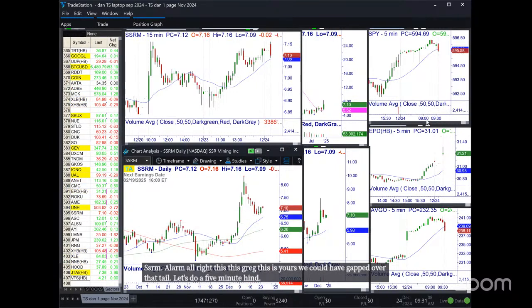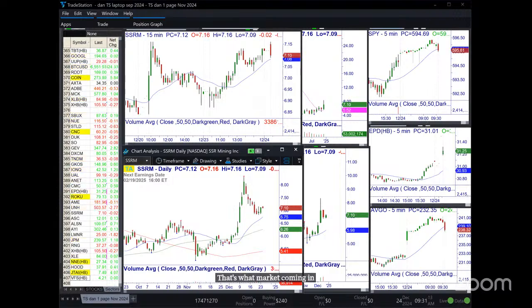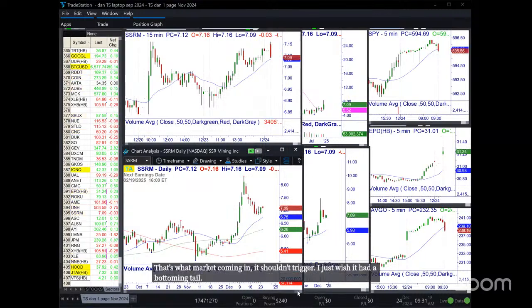Let's do a 5-minute high, because with the market coming in, it shouldn't trigger. I just wish it had a bottoming tail. IWM coming in the hardest.